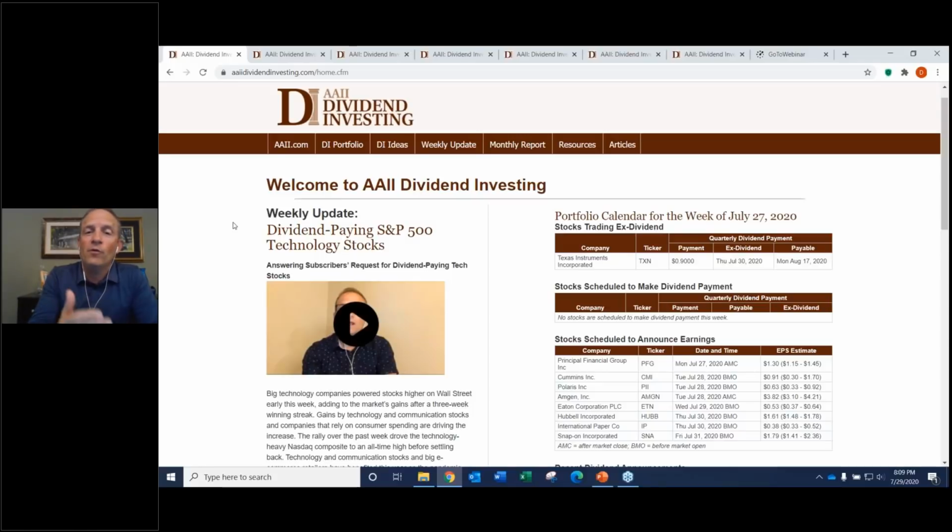So we inform our subscribers of what companies are going to be trading ex-dividend. You can see here that Texas Instruments, one of the technology holdings, has been a great holding for the portfolio. They're going ex-dividend actually tomorrow. We also highlight stocks that are scheduled to make dividend payments, so people can plan ahead what to expect in the week to come. Are they going to be receiving dividend income that week?